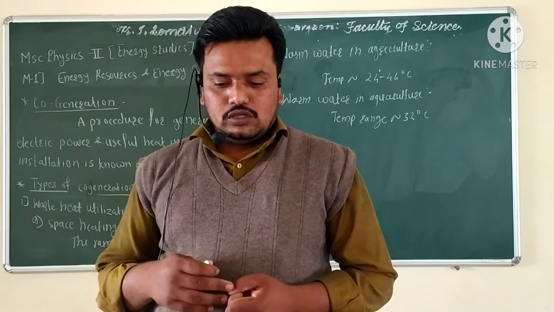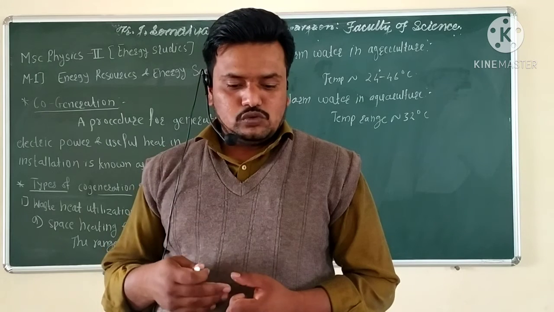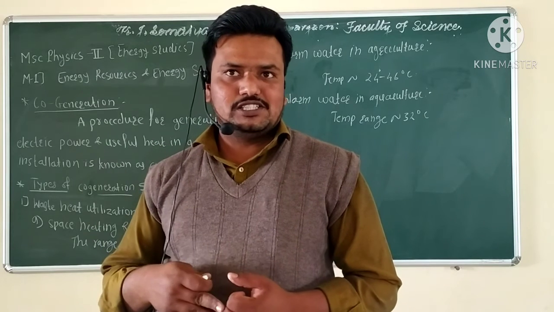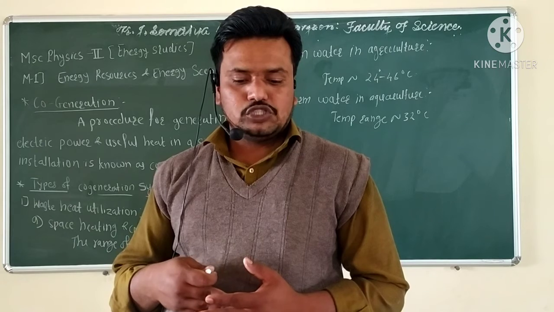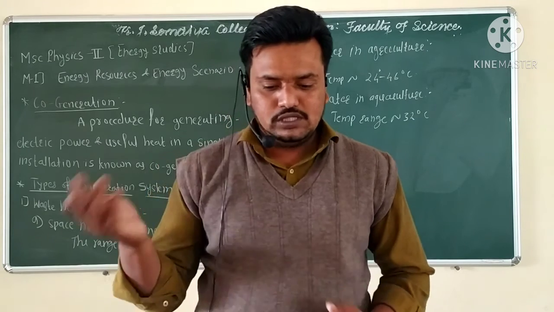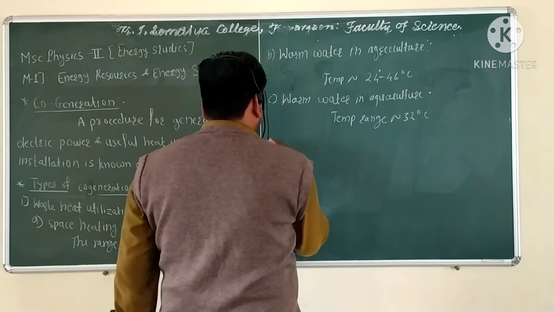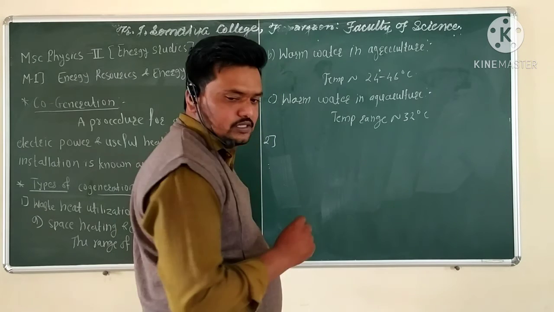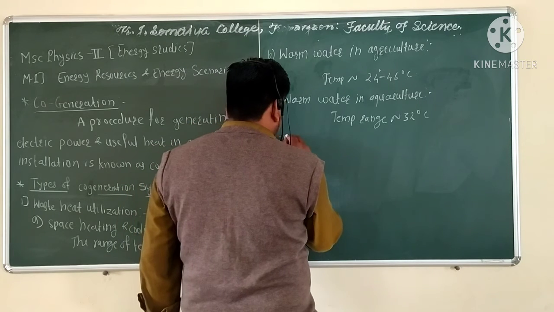Next, among the types of cogeneration system, the second type is the total energy system for residential complex. So this is the second type, given as total energy system for residential complex.